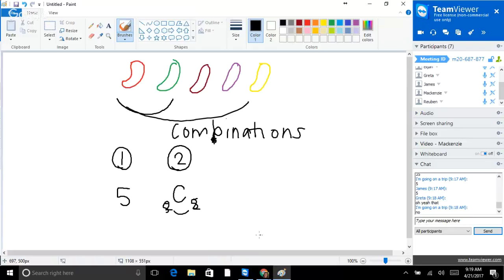And if you put that in your calculator, what do you get for the number of combinations of 2 jelly beans? And you might have been able to work this out without doing the fancy combination thing.